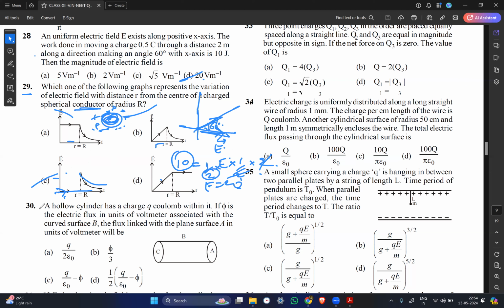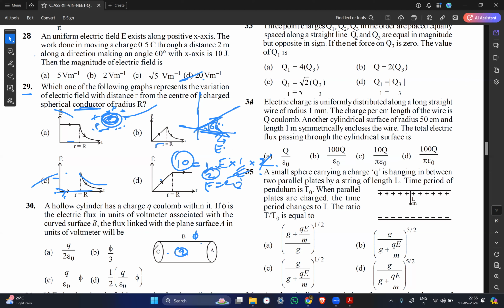Then 30th. A hollow cylinder has a charge Q coulomb within it. If phi is the electric flux in units of volt-meter associated with the curved surface B, the flux is phi.